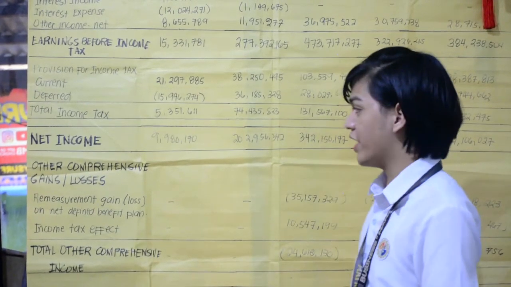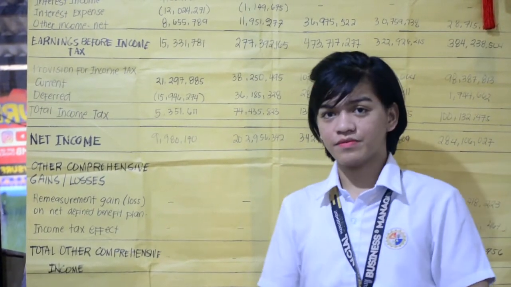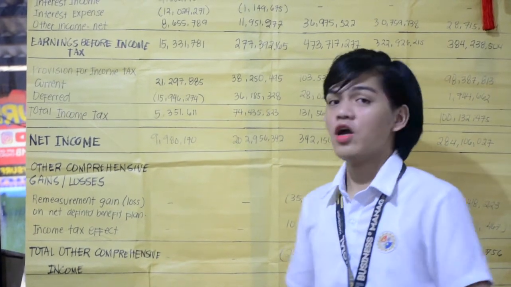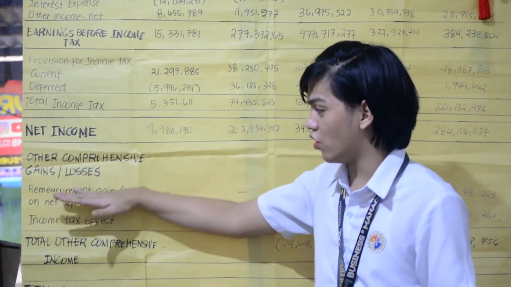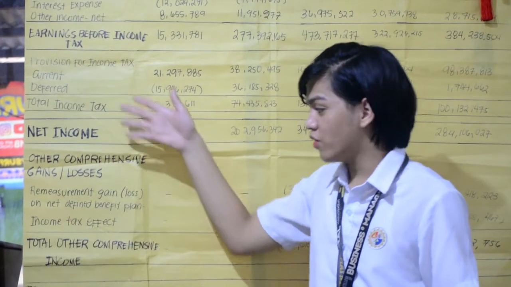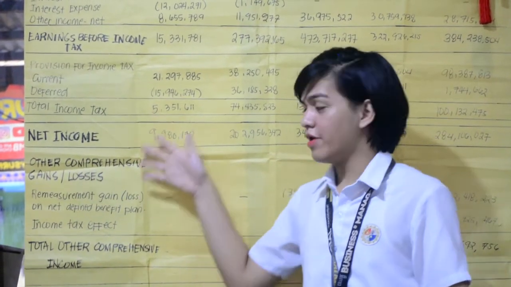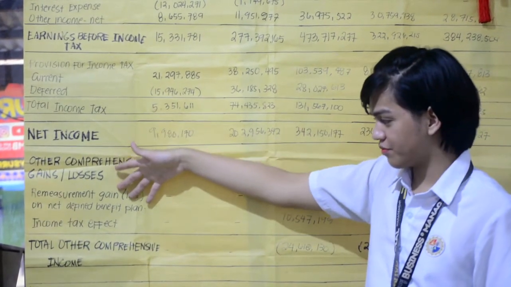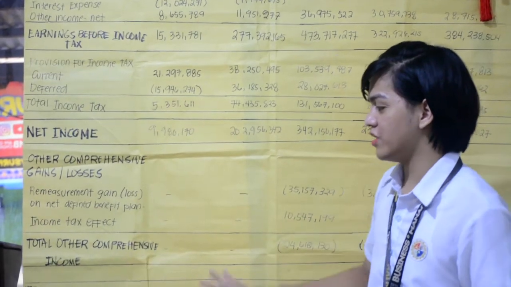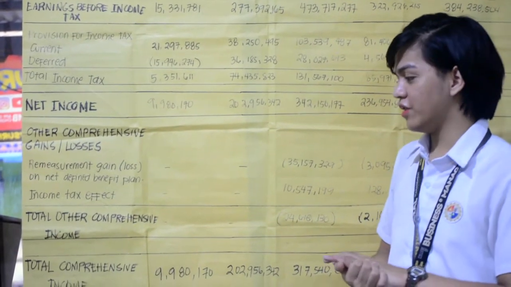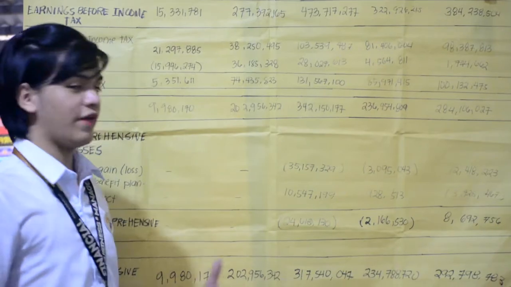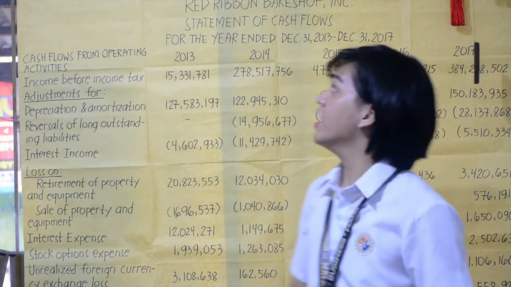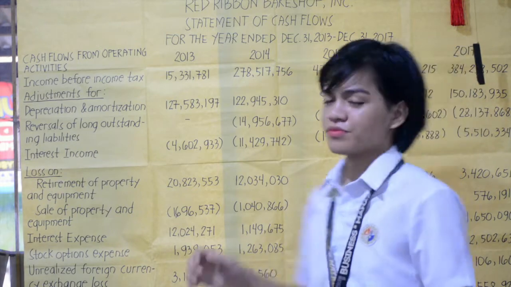The other comprehensive gains and losses are also part of the comprehensive income statement, and we should break down all the account titles according to their payment. So here is the total comprehensive income of the given entity for the 5-year consolidated financial position of the company. For my next example, I have here the statement of cash flow.